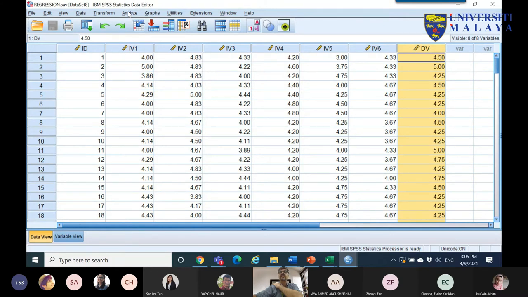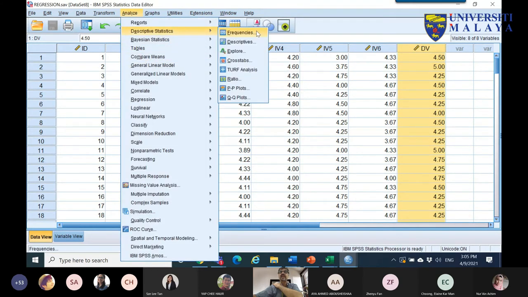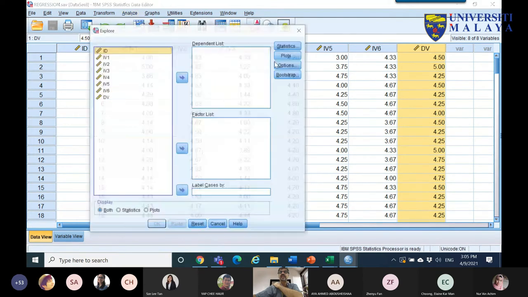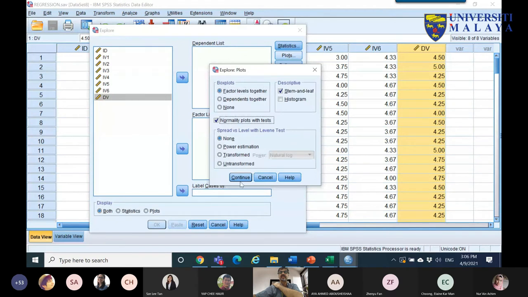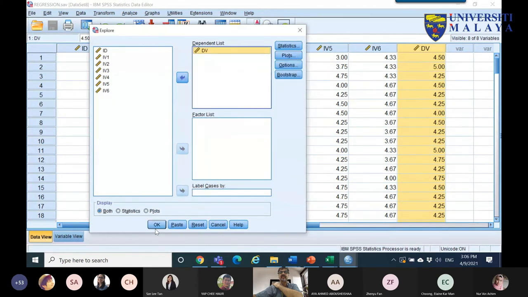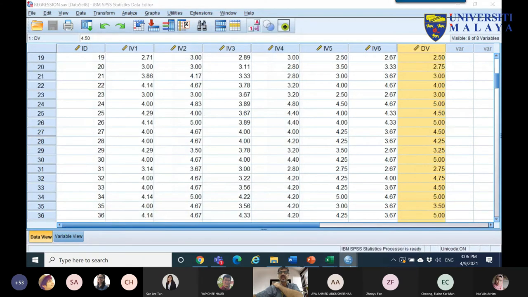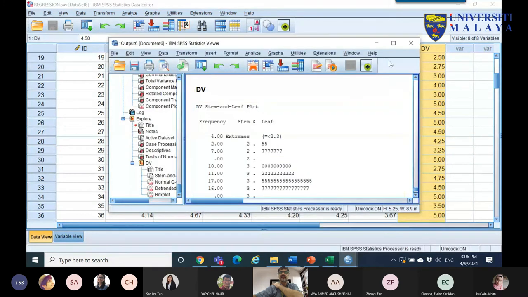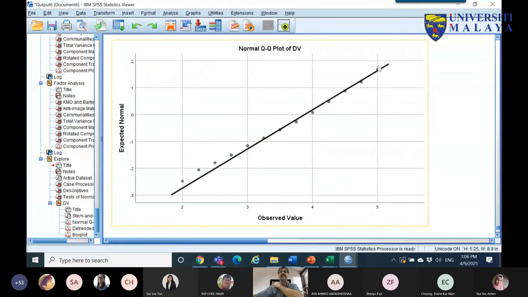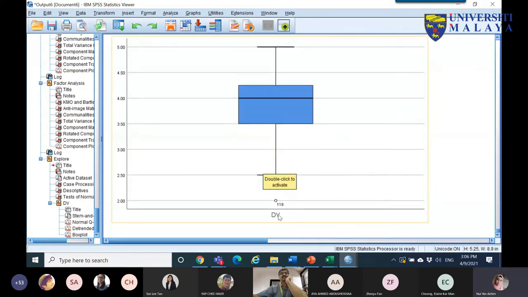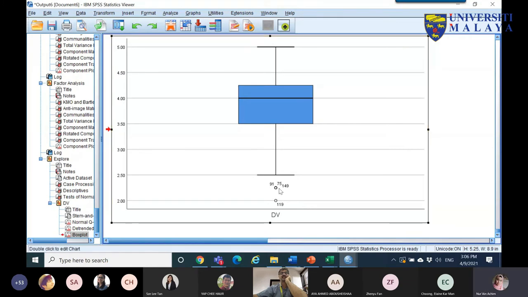So what I need to do? First, check the normality of DV. You go to the explore, put the DV, normality plot with test, and then run it. So let's check the results. The DV is normally distributed or not. Is it okay? Yes. But we have outliers here.